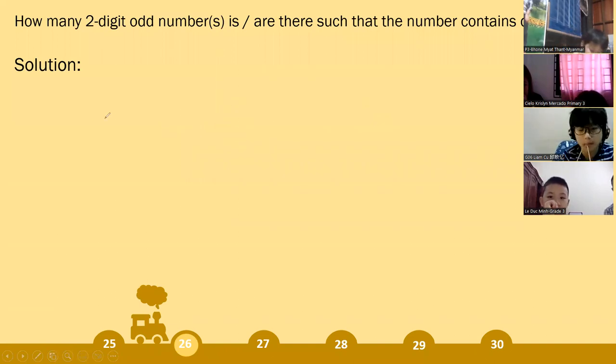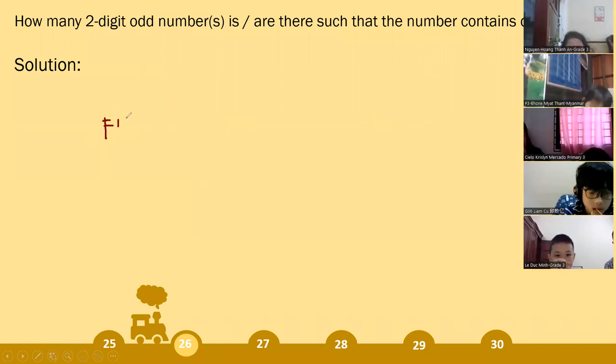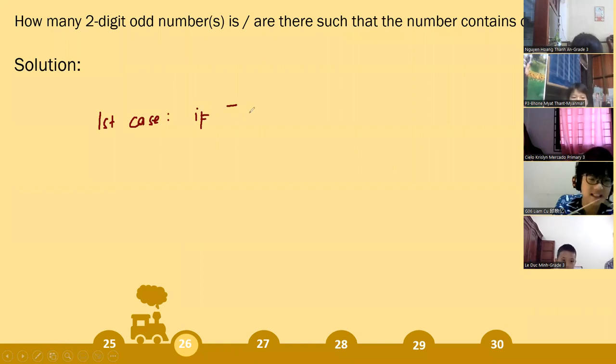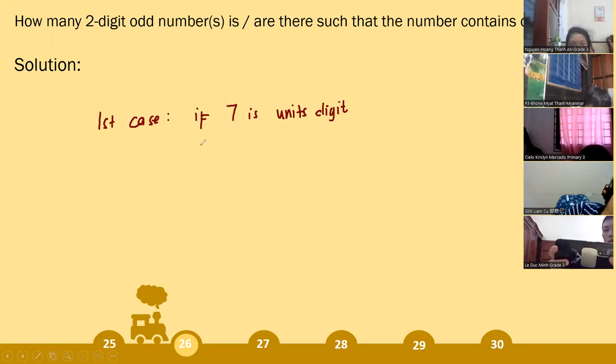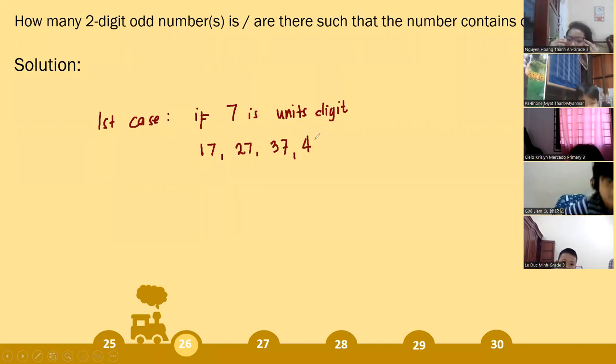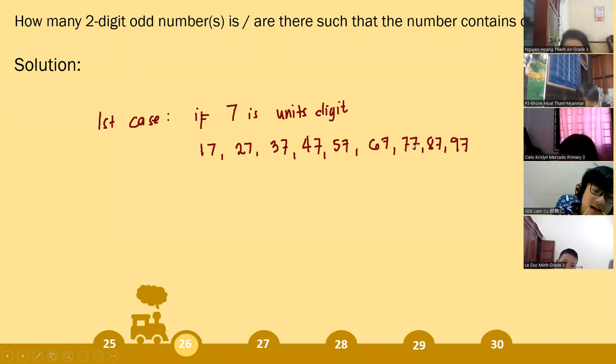Next. How many two-digit odd numbers are there such that the number contains the digit 7? Okay. First case is if your 7 is in the ones digit, or the unit digit. So you have the numbers 17, 27, 37, 47, 87 and 97. So how many? 1, 2, 3, 4, 5, 6, 7, 8, 9.